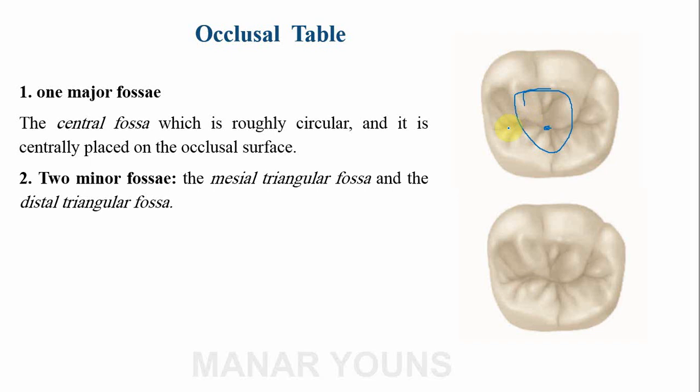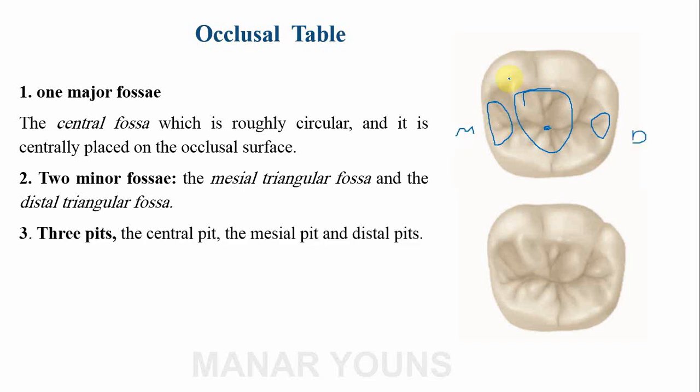The mesial triangular fossa is located just distal to the mesial marginal ridge, while the distal triangular fossa is located just mesial to the distal ridge. The distal triangular fossa is less distinct than the mesial triangular fossa. Since there are three fossa, there are three pits: the central pit, the mesial pit, and the distal pit. So there are three pits on the occlusal table of the mandibular first molar.